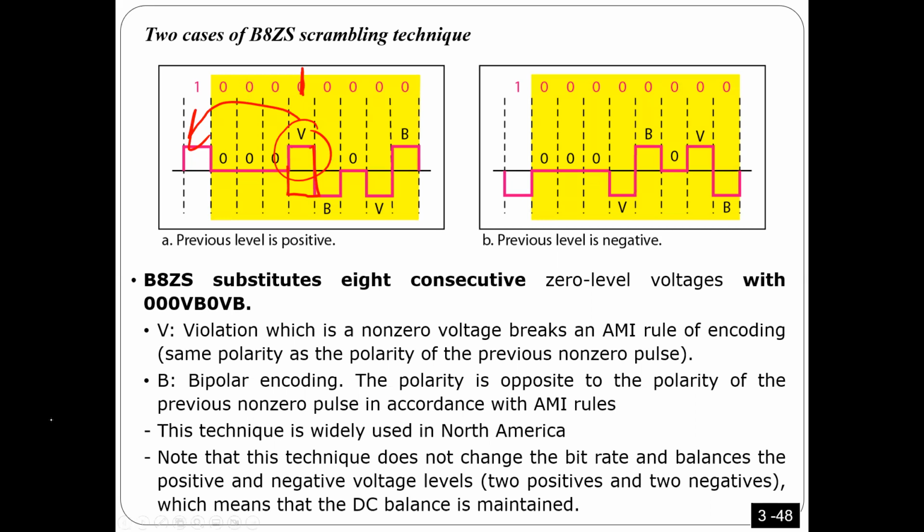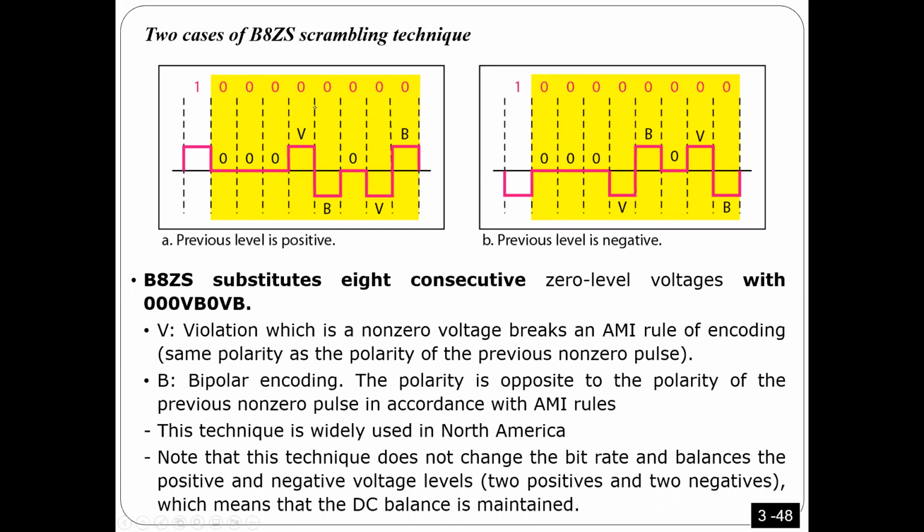Again, the receiver is not going to be confused, because in the original AMI it's impossible to have two of the same non-zero signals this way. It's impossible to see it, because if this one is 1, then the next one has to be the opposite of the last one. This is how the original AMI works. That's why we call it violation. So here you violate. So what's going to happen at the receiver side? When the receiver finds something like that, the receiver will understand this is 0, 0, 0, and it's going to use 0, 0, 0.